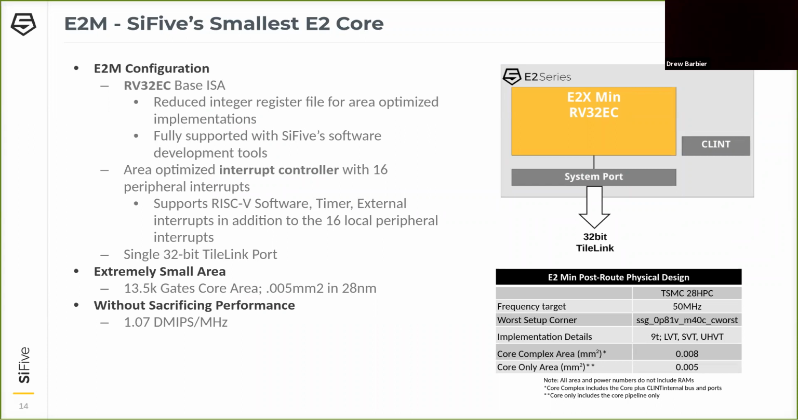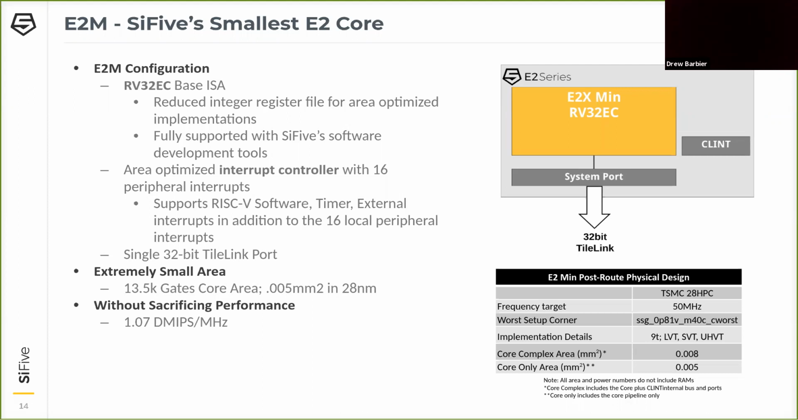So let's take a look at the minimal configuration of the 2 series. This is a design point we call the E2M. We reached the minimal design point by implementing the RV32EC architecture. The RV32E options aren't available today on the website, but they will be in the next release, and I'll talk a little bit more about RV32E in another slide. The minimum configuration would use the embedded extension, which reduces the number of integer registers from 32 to 16. And as you can imagine, this has the impact of reducing the area of the design.